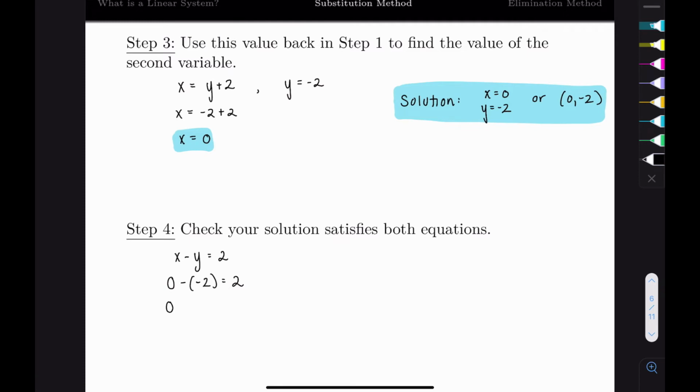So when I have that minus minus, it turns into a plus. We get 0 plus 2 is 2, which indeed gives us a real point on the line. And then if I do the same thing with the second equation, x is 0, y is -2, we indeed get a true statement. So really this point does satisfy both equations simultaneously. That is our solution to the system.